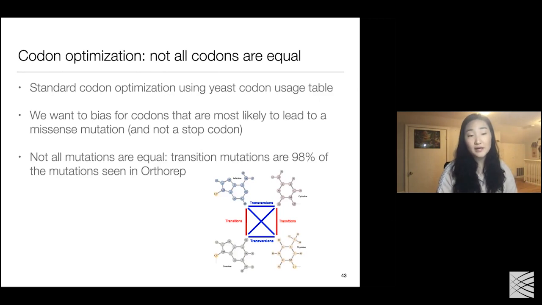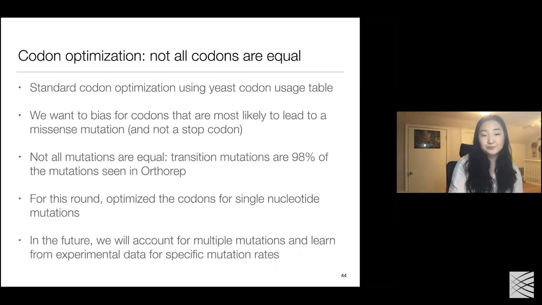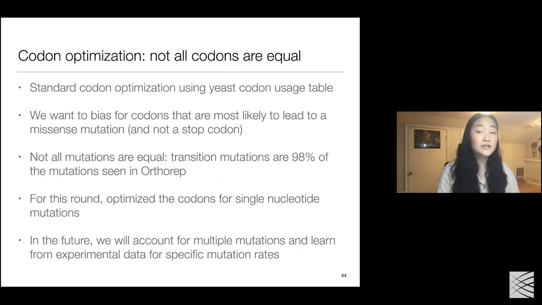But again, not all mutations are equal. And what they've seen in Orthorep is that transition mutations are 98% of the mutations seen in Orthorep. And so for this round, we optimize the codons for just single nucleotide substitutions, but in the future, we'll account for multiple mutations and learn from experimental data for specific mutation rates as well.